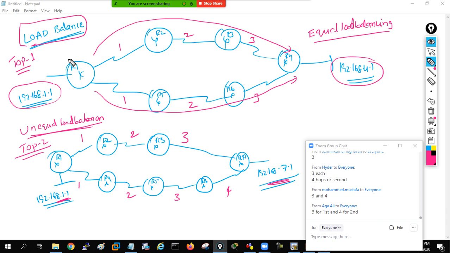In router topology 1, if you see there, to reach from router 1 to router 4, you have two paths. The metric is the same for both paths. That's why it's doing load balancing. That type of load balancing, you can call an equal load balancing.